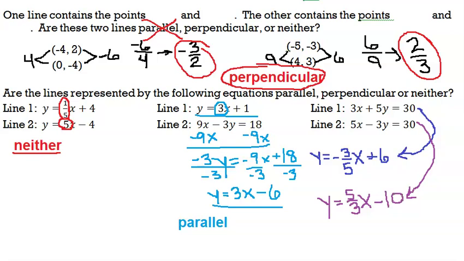The intercept does not matter. It is all about the slope. And we look at the -3 over 5, we look at the positive 5 over 3. They are flipped versions of each other. They are opposite signs, which means they are perpendicular.